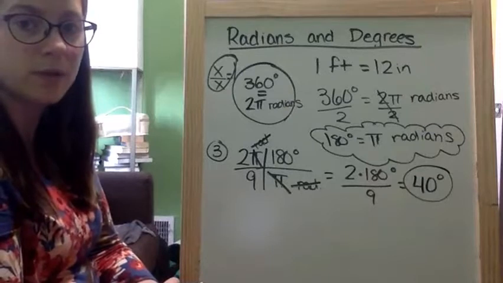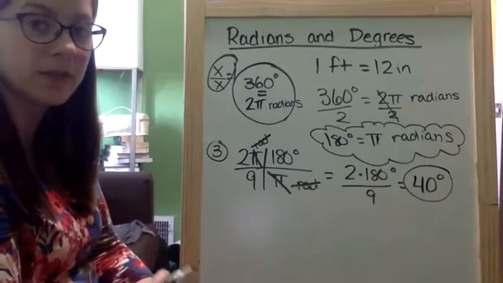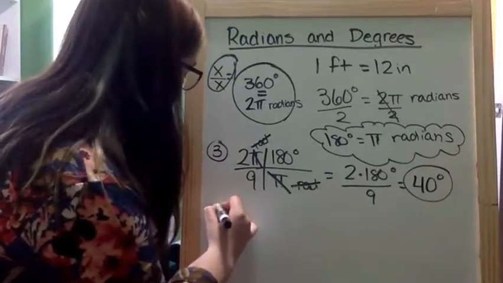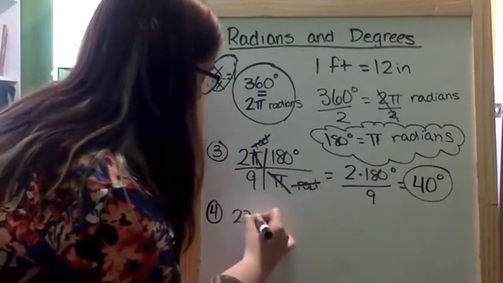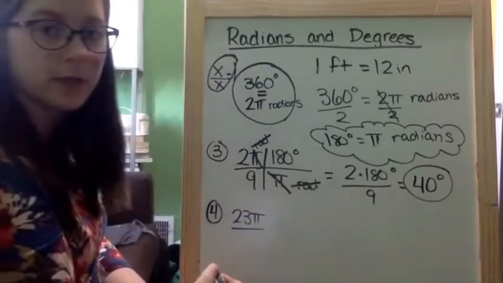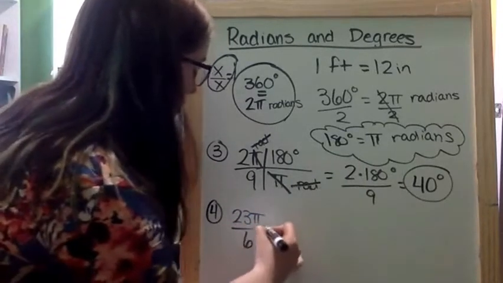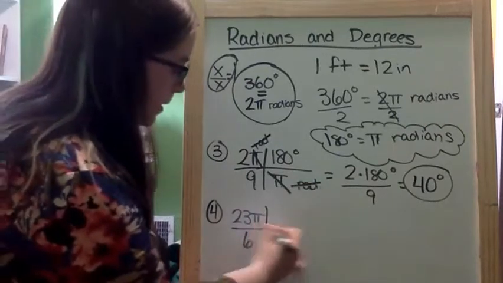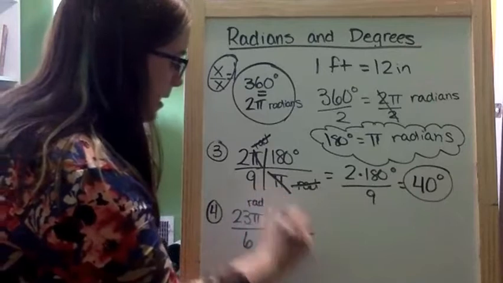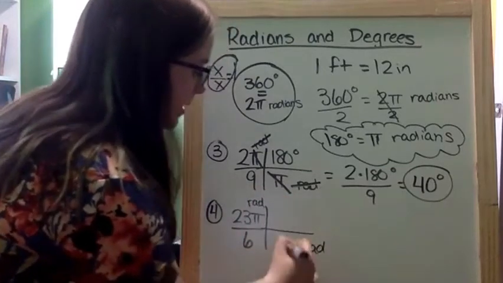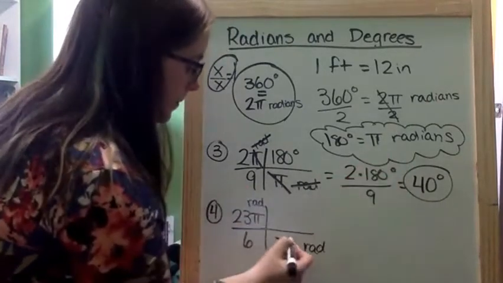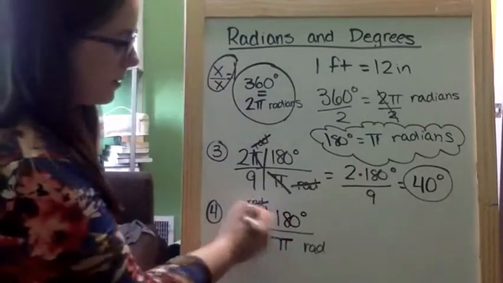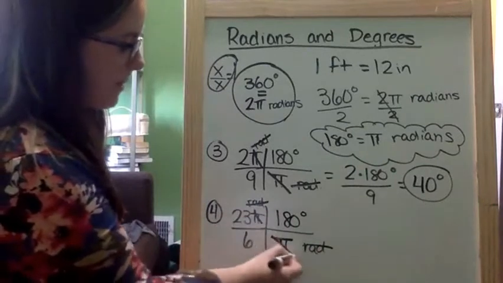We could also do this with a negative or something bigger than 360. So let's do 23 pi over 6 radians, and we want to turn that to degrees. So again, I've got radians on top here. I need radians on the bottom. That's where my pi comes in. And so then I'd have 180 degrees on top. So my radians cancel. Again, my pi's cancel.